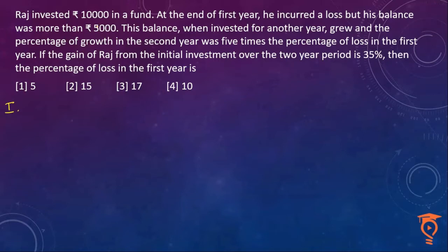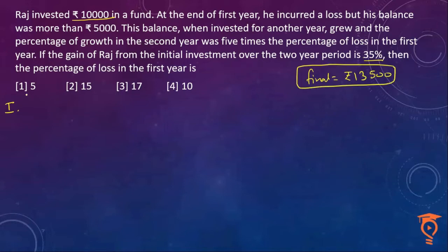So the idea is that the initial amount is 10,000 rupees. The final amount should be 35% more than the initial amount. So the final amount is supposed to be 13,500. Now, among the given options for the percentages, the easiest number that appears to me is 10.